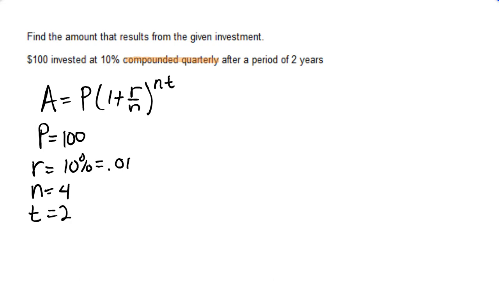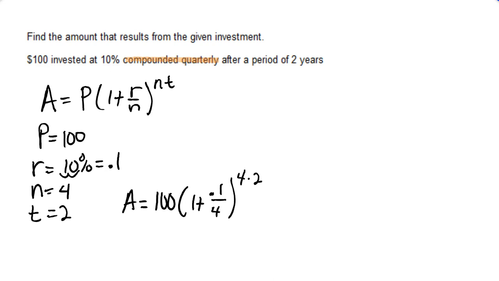So let's substitute these values into the formula. That's A equals 100 times 1 plus 0.01. Hold on, do I have that right? That's wrong. Let me fix that. So 10%, we move the decimal place 2 places, so that's 0.1. 0.1 over 4, that's our n, to the 4 times 2.